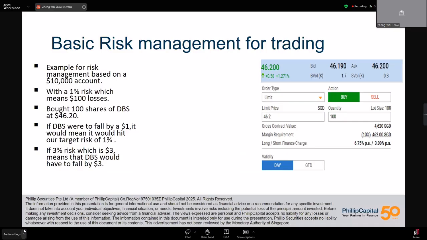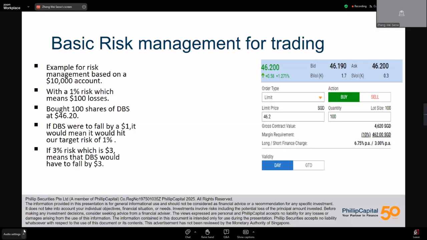That is based on one of the counters that we have, which is DBS, for risk management based on a $10,000 account. Normally as traders, we would want to risk 1 to 3% of our account size when it comes to trading. Why 1% or 3%? If it's a 1% risk, based on simple math, it takes 100 wrong trades in one day for me to bust my account, which means I go to zero. For 3% risk, it will take me 33.33 trades to bust my account.